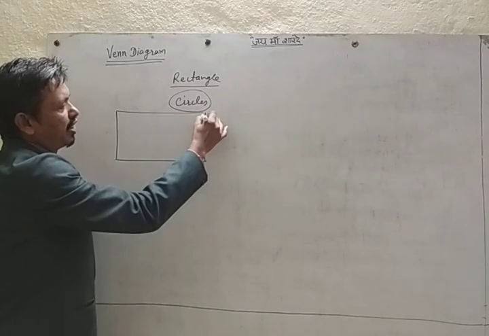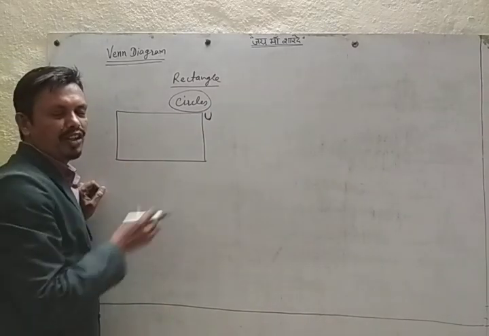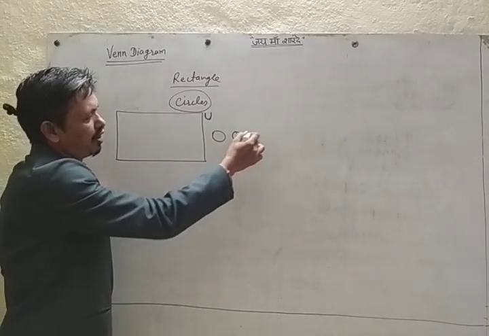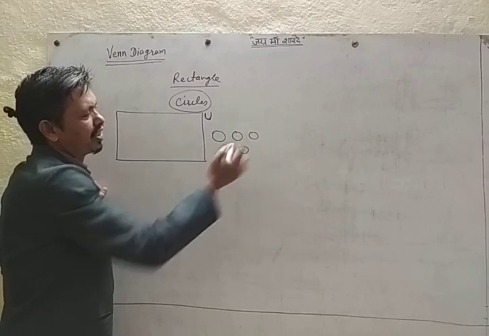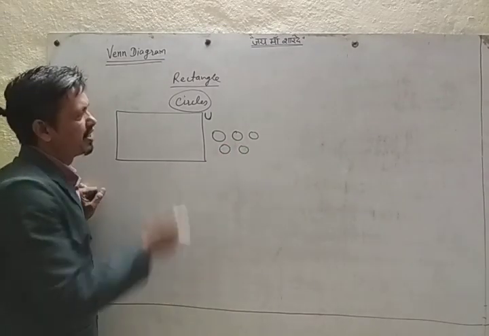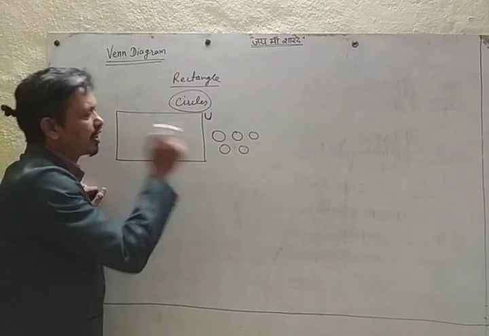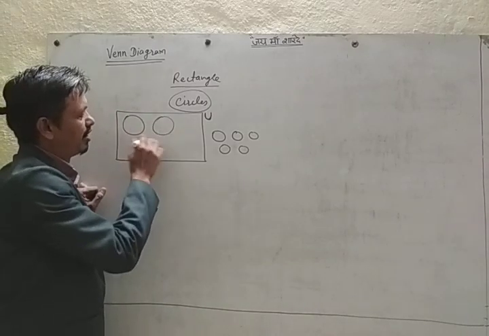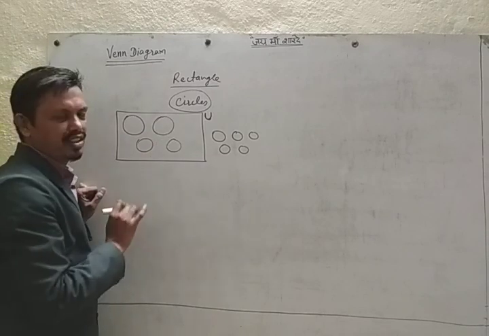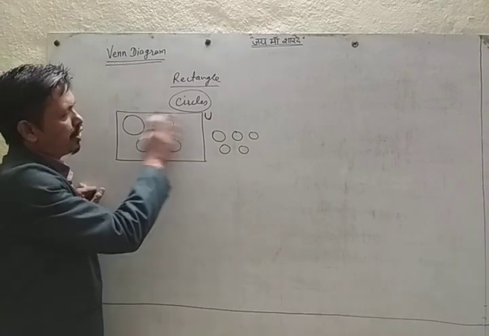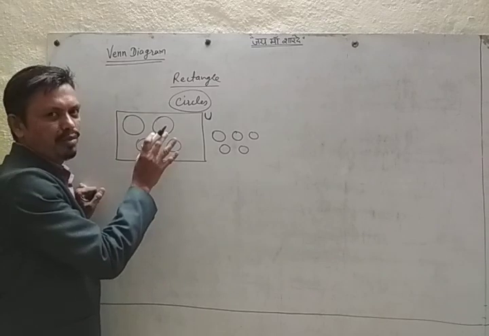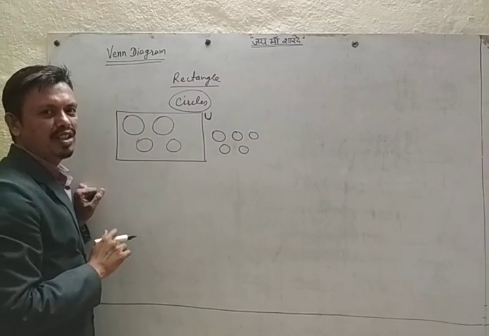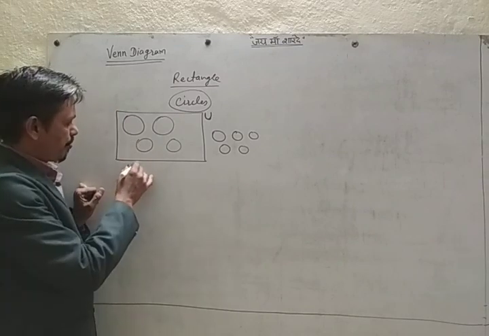So this is your rectangle, universal set, and for all its subsets we will use circles or ellipse, but generally we use circle. So all the circles will come inside this rectangle, depending on the conditions. ठीक है? We'll see all the conditions. So this relation between sets, these sets and U, we can represent by this diagram. ठीक है? Take an example.